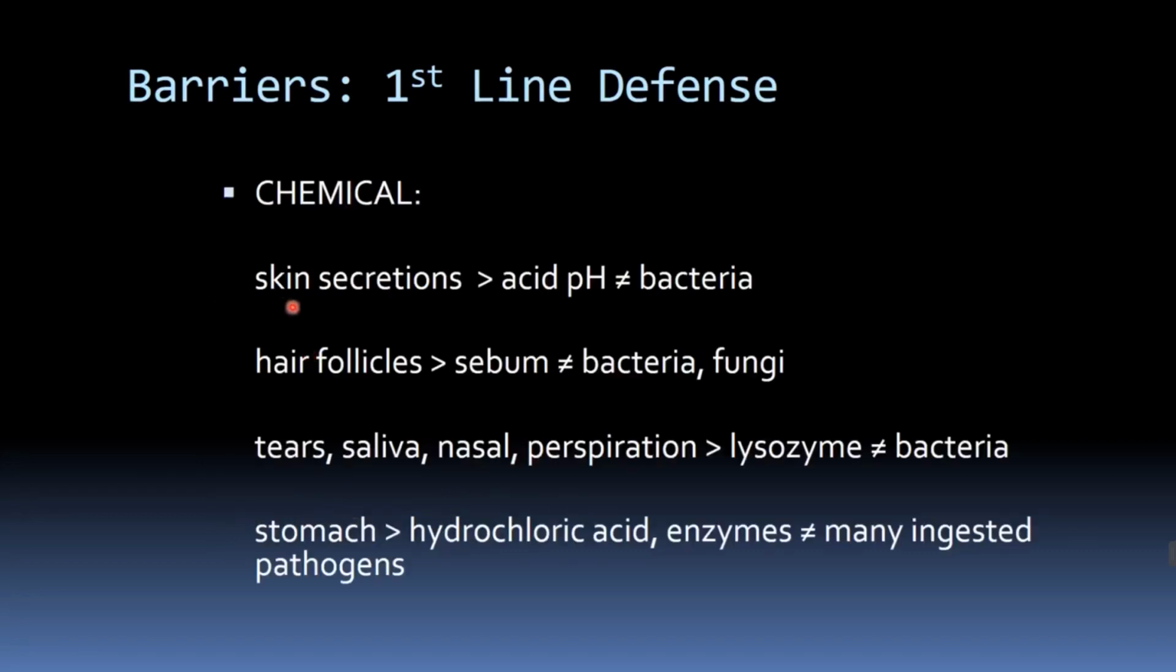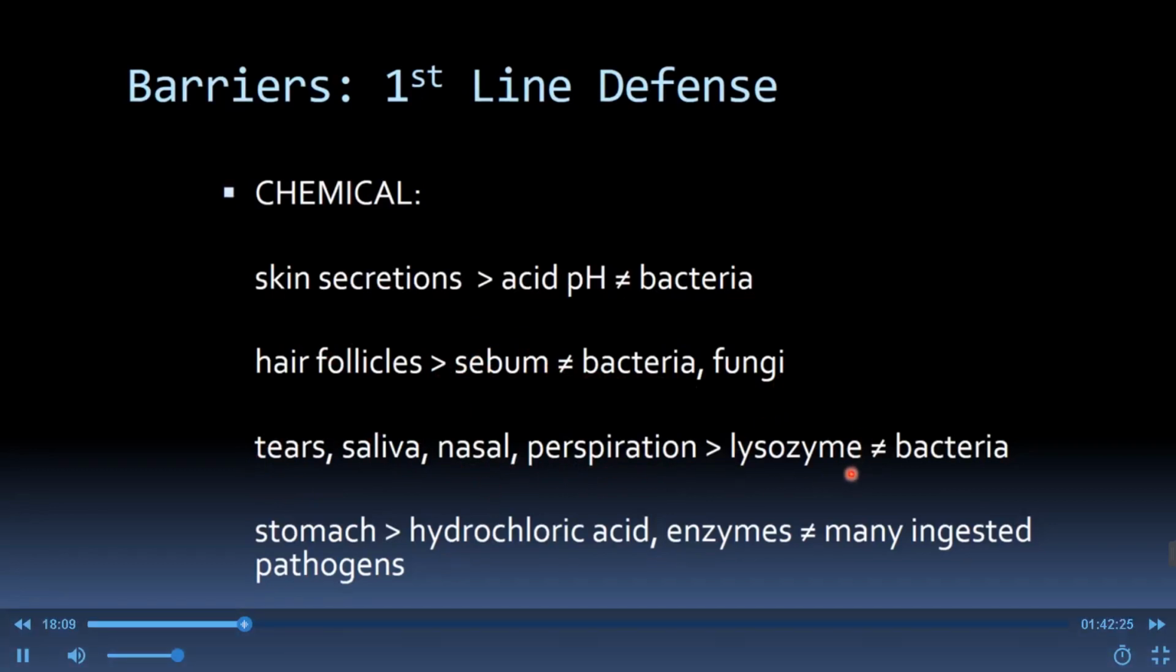So here we have a variety of different mechanisms that we've evolved to essentially deal with these microbes. Skin, for example, is acidic in terms of its pH, and a lot of bacteria do not like the acidic nature, so we keep these under control. Your hair follicles secrete a really waxy-like substance we call sebum, and that's pretty much antibacterial and antifungal. Tears, saliva, nasal secretions, perspiration, etc., contain lysozyme, which, as we saw in the previous lecture, really does a good job on bacteria.